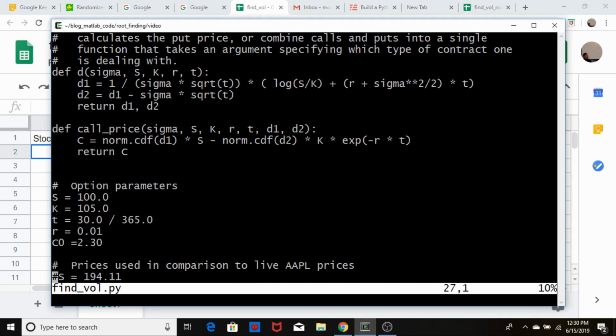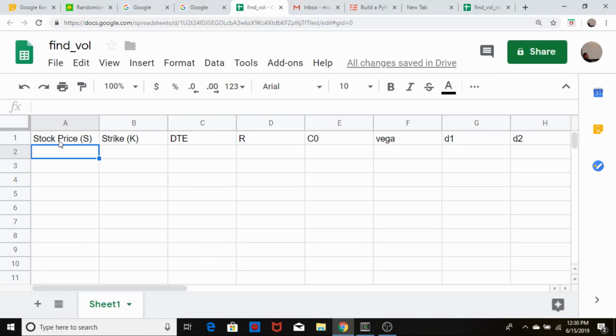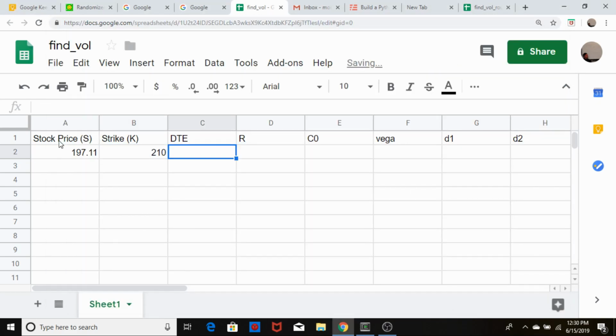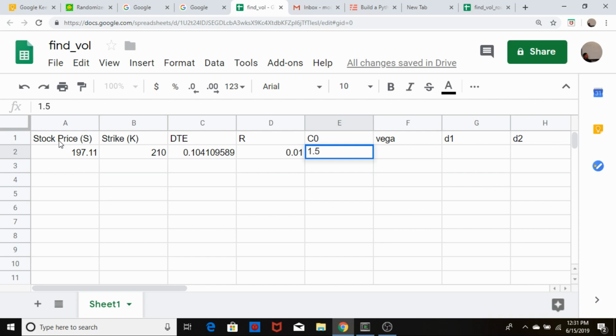So in this example, let's use the numbers from the Apple implied volatility example, which is here. At that particular time, the stock was 194.11. So let's go 194.11. The strike price was 210. Days until expiration, 38 days. This needs to be in years, so it's going to be equal to 38 divided by 365. Let me just make sure I type that right, because I have a tendency to screw these up. Good. Risk-free rate, I took it to be 1%, and the call price was $1.50.